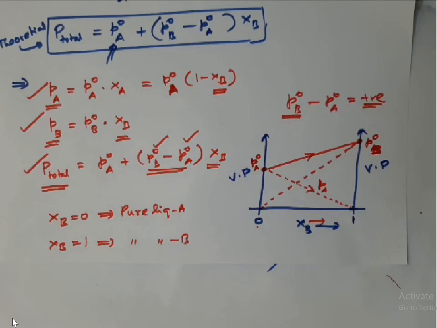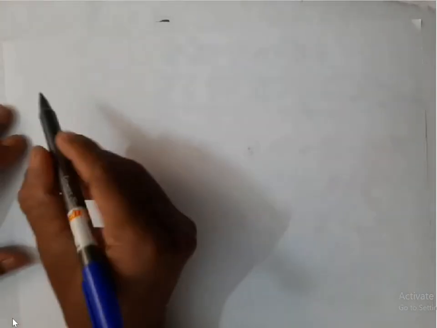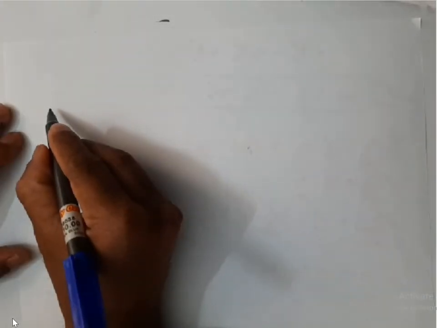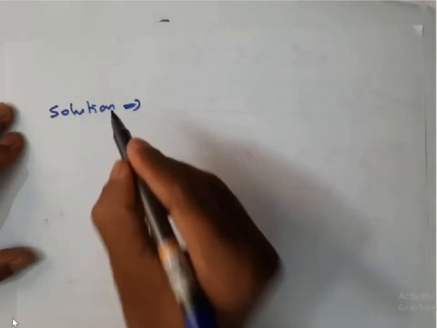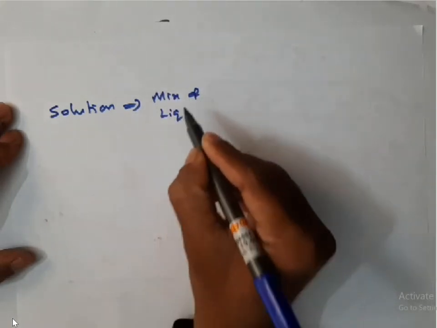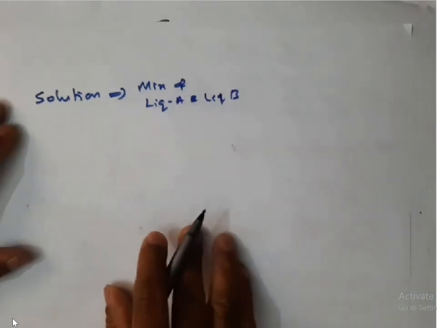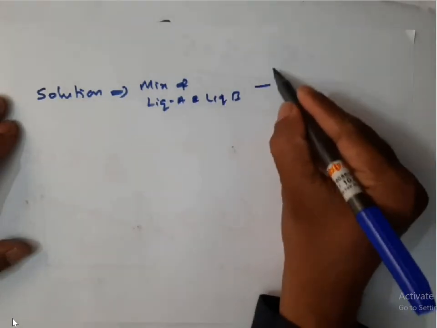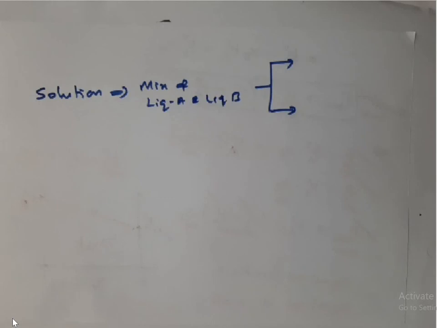So what I'm going to do in the next class is discuss two things. What is that? Suppose you take a solution containing a mixture of two liquids, say liquid A and liquid B. In this case, there are two possibilities. Students, observe carefully. What is meant by that?